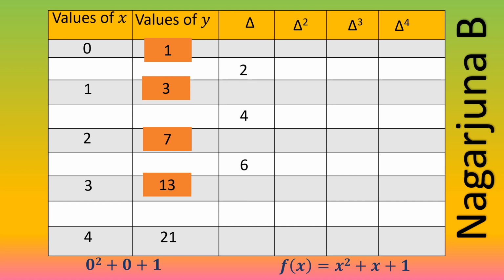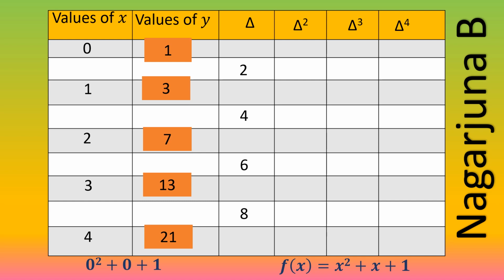The next, 21 minus 13 is equal to 8. 3 minus 1, 2. 7 minus 3, 4. 13 minus 7, 6. 21 minus 13, 8. So observe where the delta values have been written. It has been written in between the values of y from which we have calculated delta and in the column of delta.